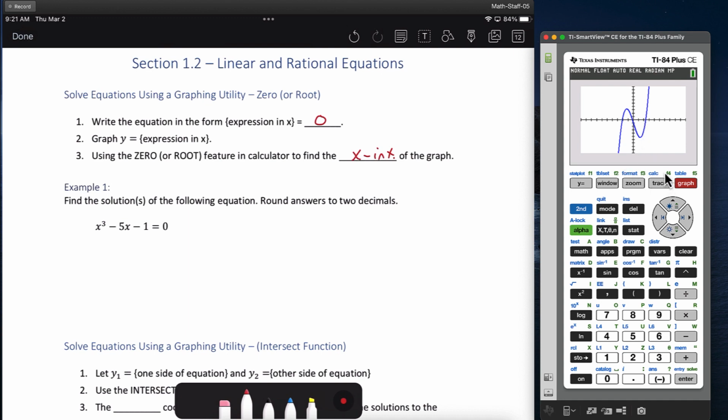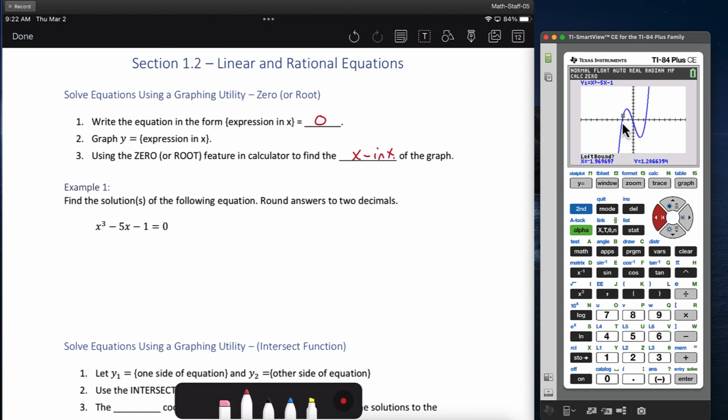To find them, we can use the calc option. Notice it's in blue above the trace key, so we need to hit second trace to get to the calculate option. And now we're looking for zeros, number 2. Now it's asking for a left bound. So we want to find the left bound of one of these zeros. So we're basically going to have to do this process 3 times.